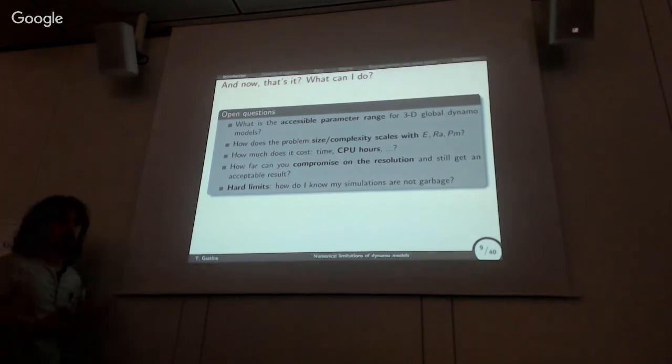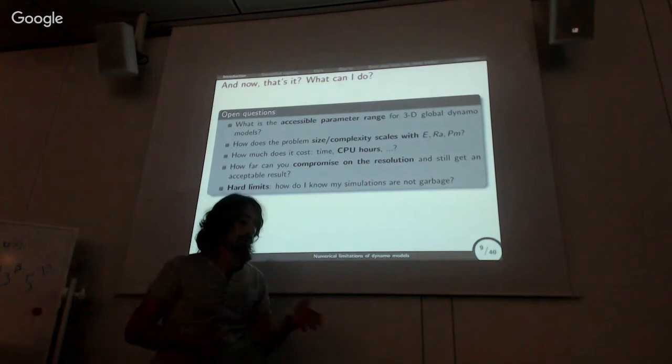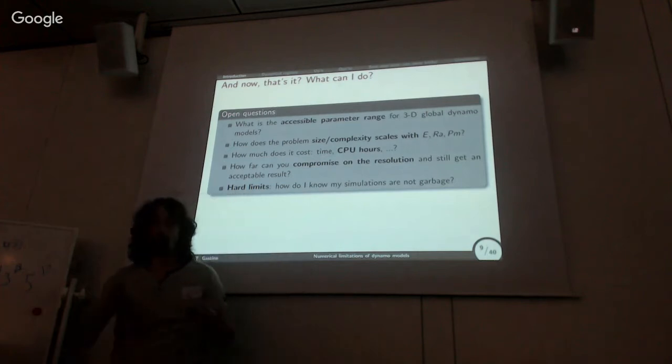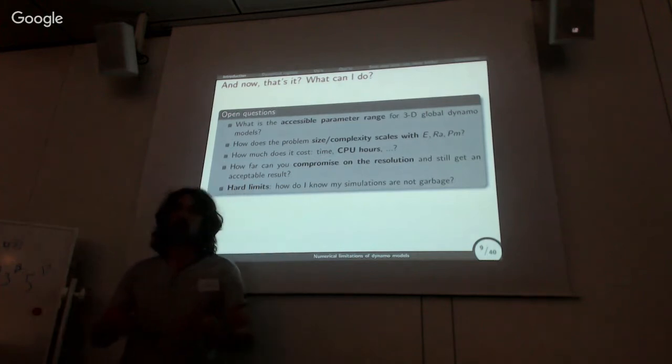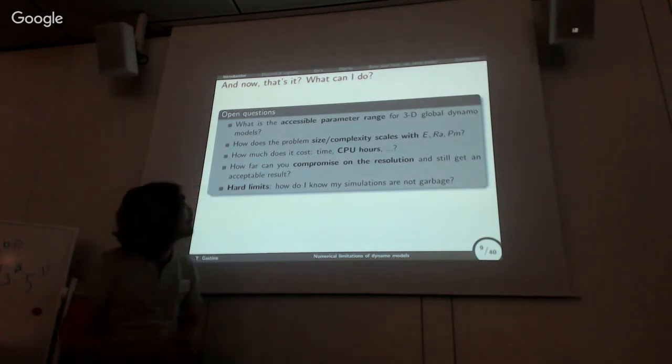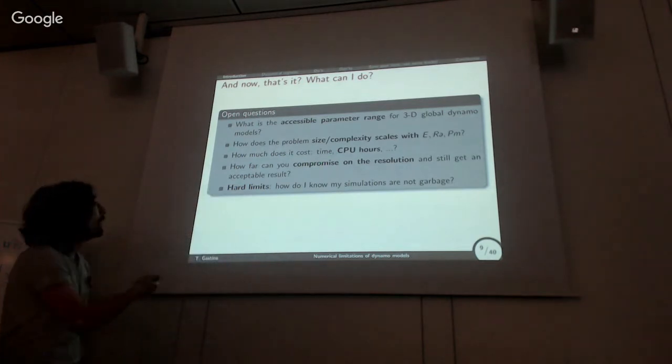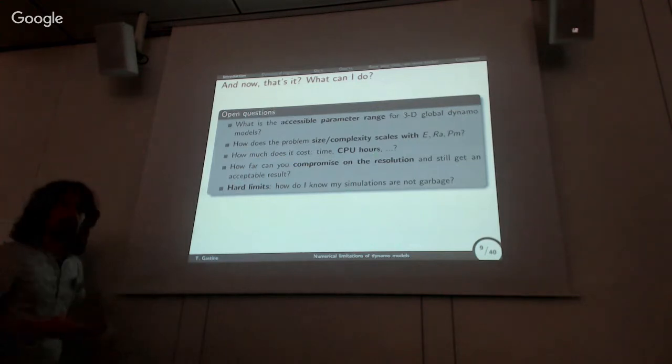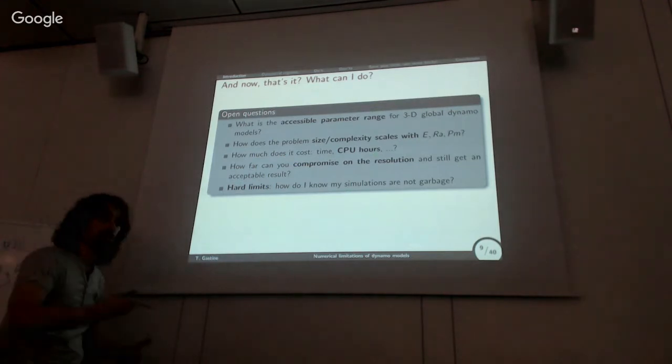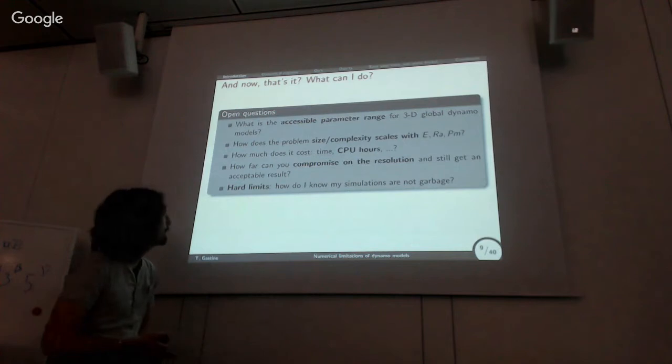How much does it cost you? And how should you regrade your parameter or regrade your simulation, refine it, when you change your parameter, when you go towards less and less viscous flow, and so forth? And how much does it cost in terms of CPU time, and so how long do you need to wait until you get your results, and things like that.